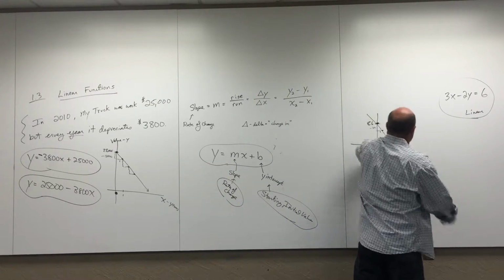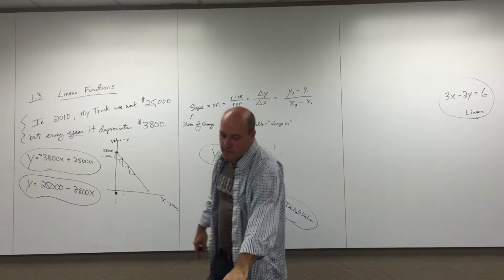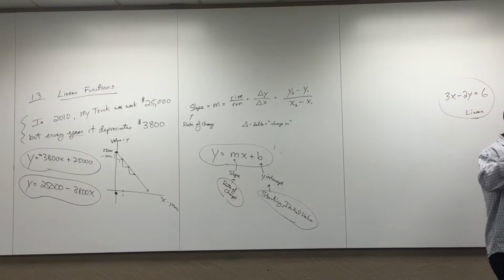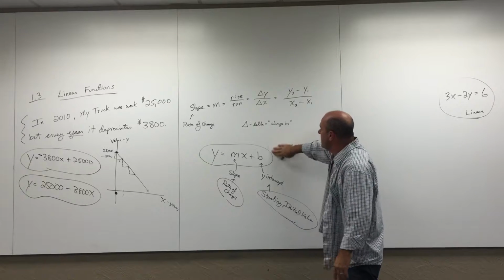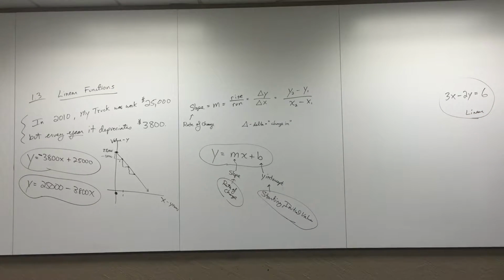Okay, so now what about this guy? Look, he's a line. We said he's a line. You see the x to the first. So he's a line, but he's not in this form. We've been working on this form, y equals mx plus b, and we've been using this form. But he's not in this form. So what do you want to do? You want to put him in that form. Is that what y'all want to do?